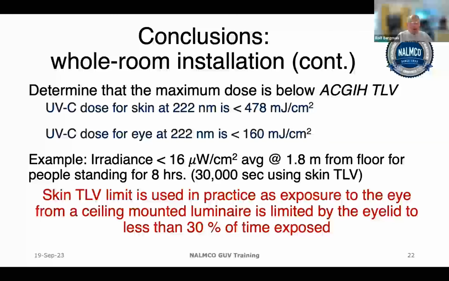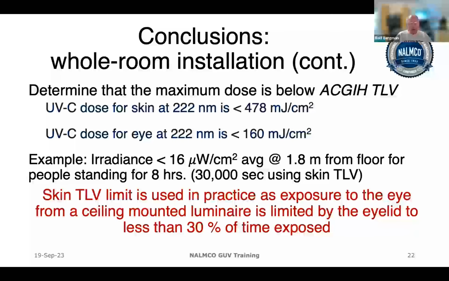So an example now, we talked about the 30,000 seconds. If I have 16 microwatts per square centimeter average values at 1.8 meter from the floor for people standing for 8 hours, then that will put me in at 480 basically. 30,000 times 16 microwatts becomes 480 millijoules. So when you're measuring the irradiance, you want to make sure that it's below 16 at 1.8, if the assumption is that that's for people standing. It needs to be recorded in any way.